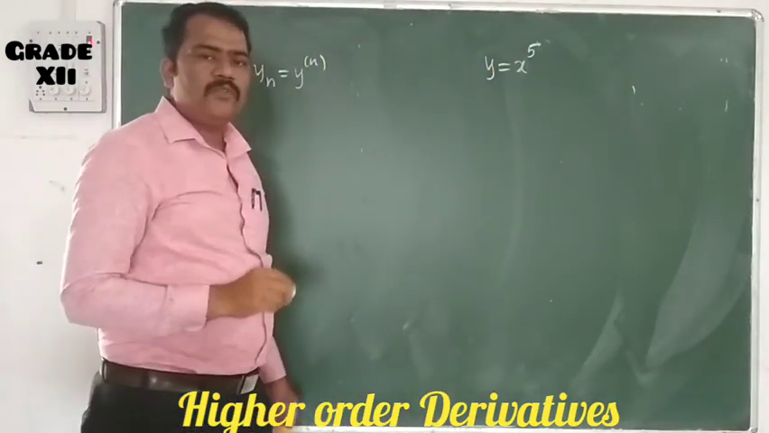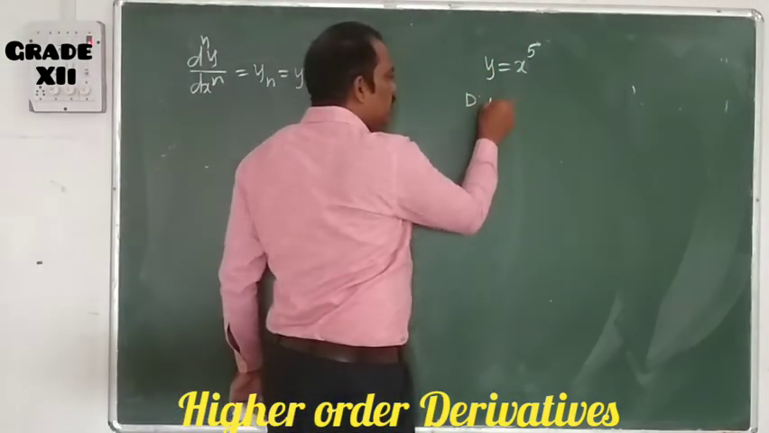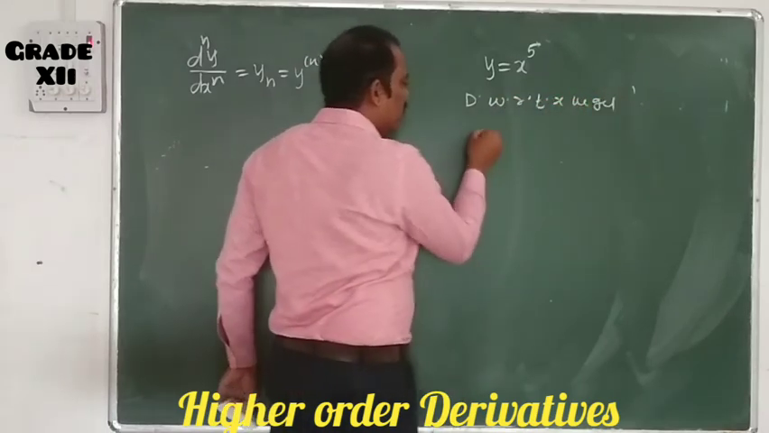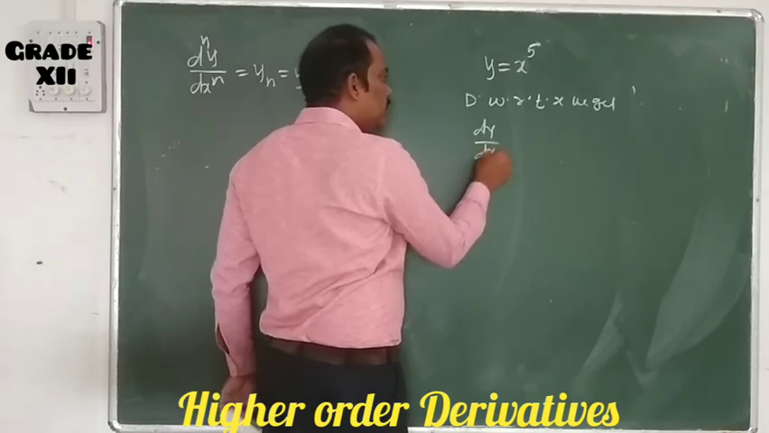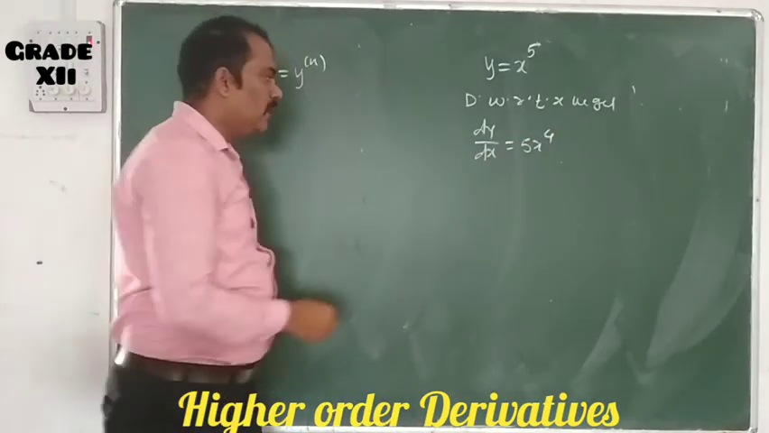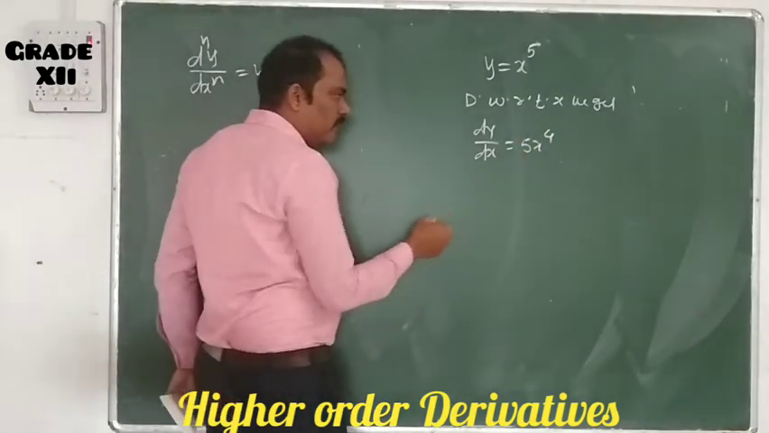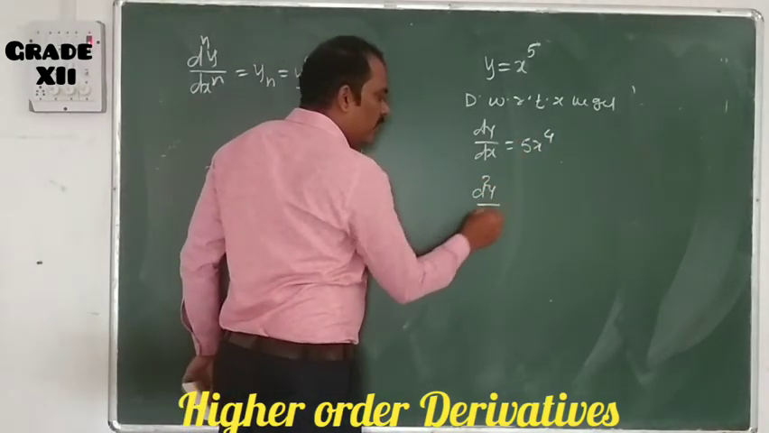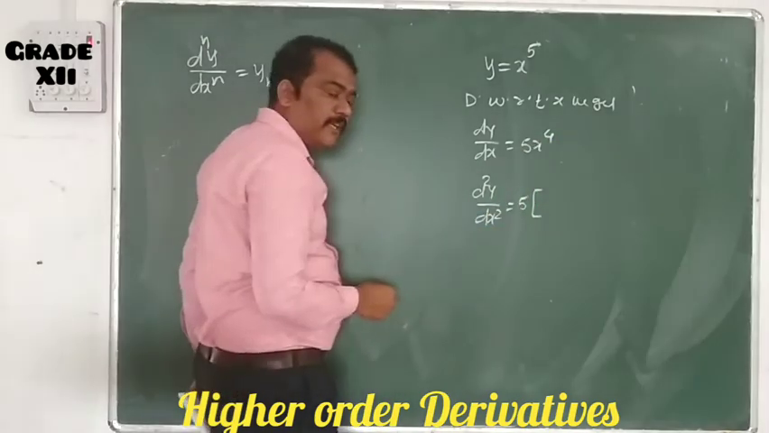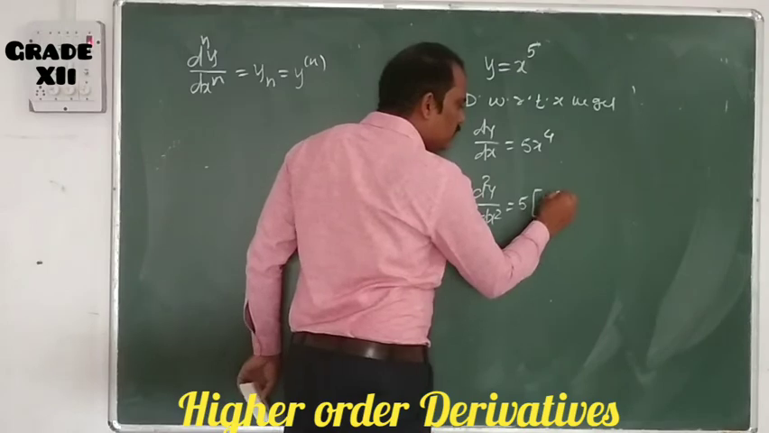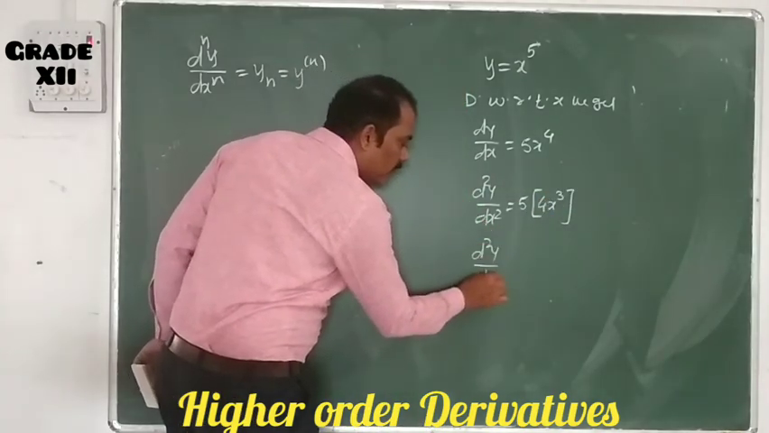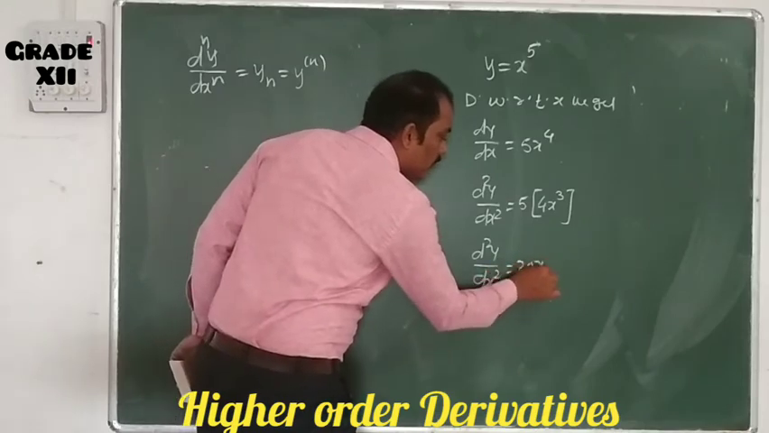Okay, we have to differentiate this with respect to x. We get dy by dx is equal to 5 into x raised to 4, using the power function formula. This is again differentiable, then we have to take its second order derivative, d2y by dx square, that is 5 into, what is the derivative of x raised to 4? 4 into x raised to 3.